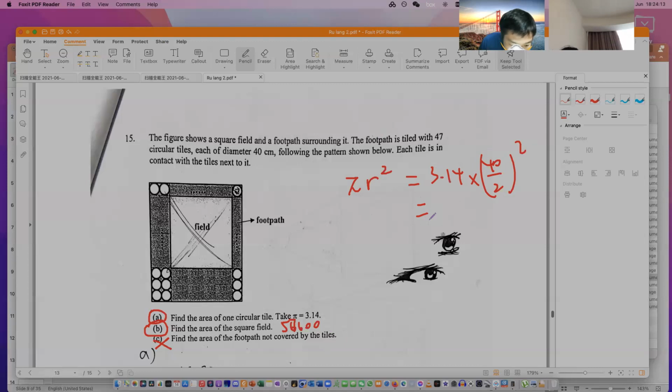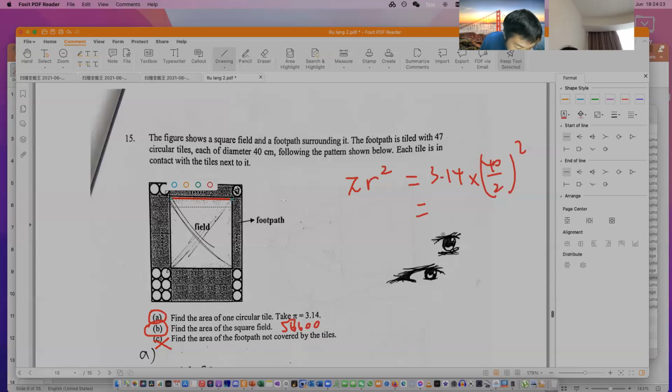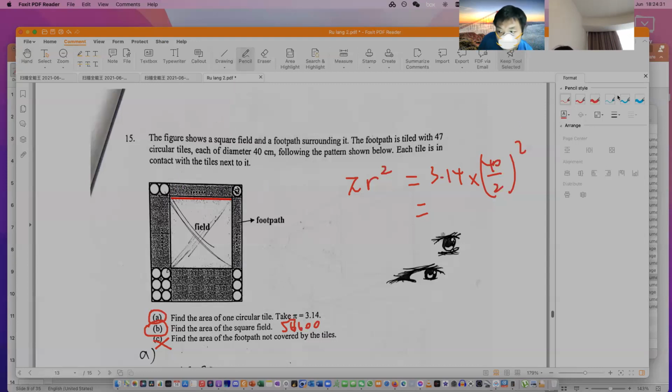Now the area of the square field. You are asked to find this square field. In order to find it, you need to find out the length of the side. So in order to find the length of the side, you need to find out how many circles, or tiles according to them, how many circular tiles you can fill here. So how do you find this out?